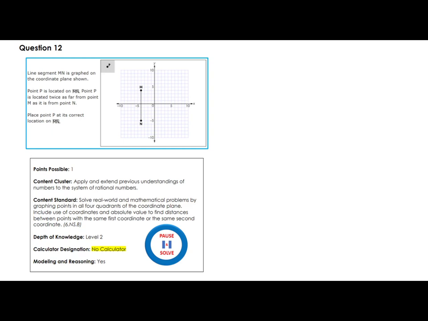Line segment MN is graphed on the coordinate plane shown. Point P is located on MN. P is somewhere here, okay? Point P is located twice as far from point M as it is from point N. So the distance from the point where you put it here to here should be twice the distance from here to here. So you have to split this into like 1/3 and 2/3, okay?